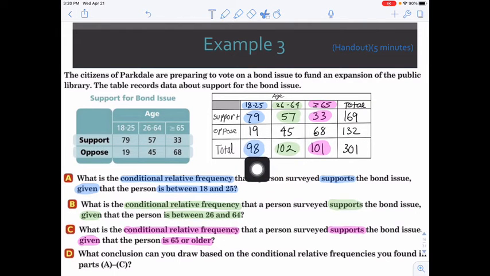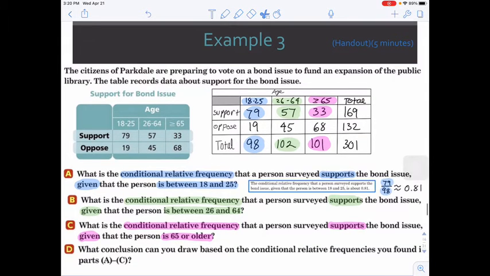We don't actually end up using the total column, but we do need this total row. So the total number of people between the ages of 18 and 25 is 98. We will use this value along with those who support the bond issue to answer part A. Since there were 79 people within the age range of 18 to 25 out of the 98 people within the age range of 18 to 25, we have about 0.81. So the conditional relative frequency that a person surveyed supports the bond issue given that that person is between 18 and 25 is about 0.81.